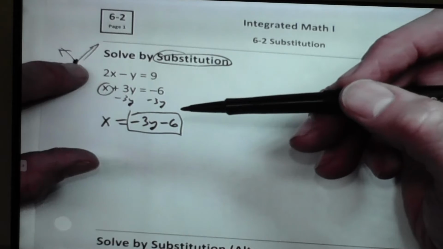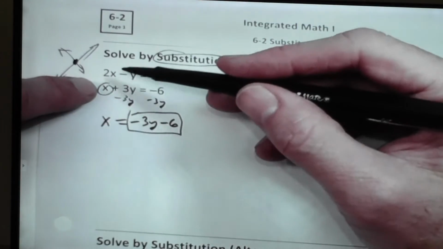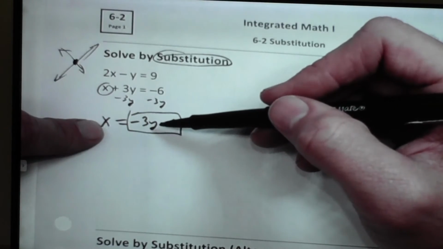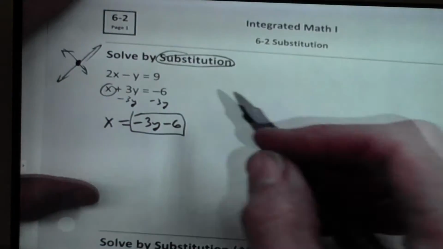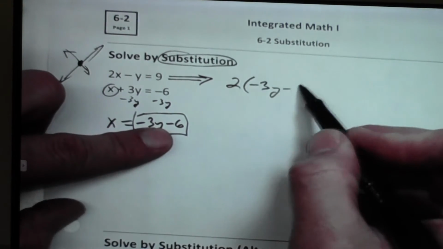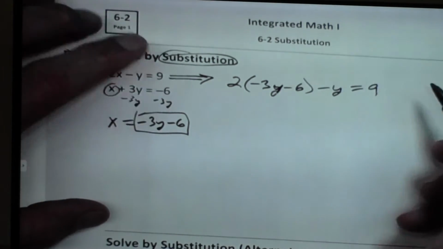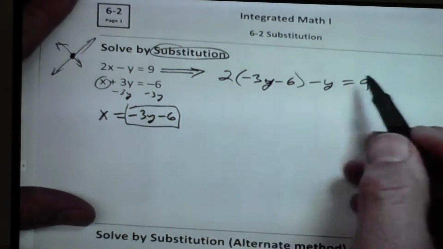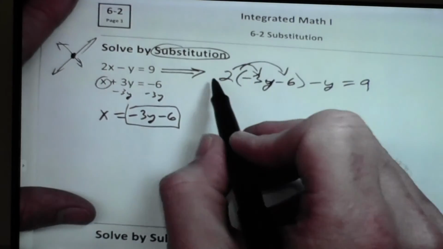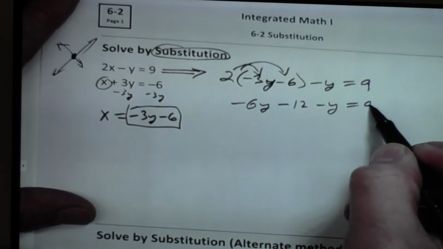If we're looking for the place where these two meet, it's the same x and the same y for both of them. And to find out what that x and y is, we're going to take what this x is. We don't know the number, but we know what the x is in terms of y, and we're going to plug it into that. 2 times x, this is x. So 2 times x minus y is equal to 9. So now we do the normal math stuff: distribute, because that's what you do when you have a number in front of parentheses. Makes it negative 6y minus 12 minus y is equal to 9.